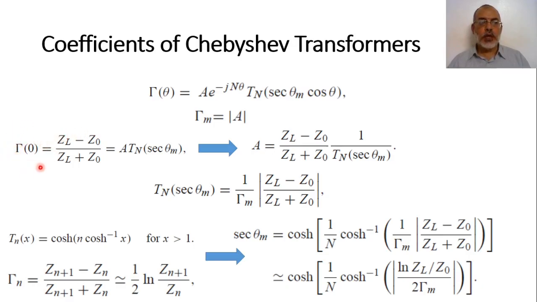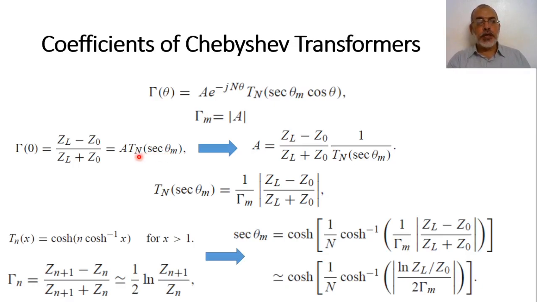Gamma of theta equals 0 equals z load minus z naught over z load plus z naught. When theta equals 0, the reflection coefficient here would be A multiplied by e to the power 0, which is unity, multiplied by the Chebyshev polynomial Tn of sec theta maximum, since cosine 0 is unity. So we say that gamma naught is A multiplied by the Chebyshev polynomial Tn of sec theta maximum. Okay?